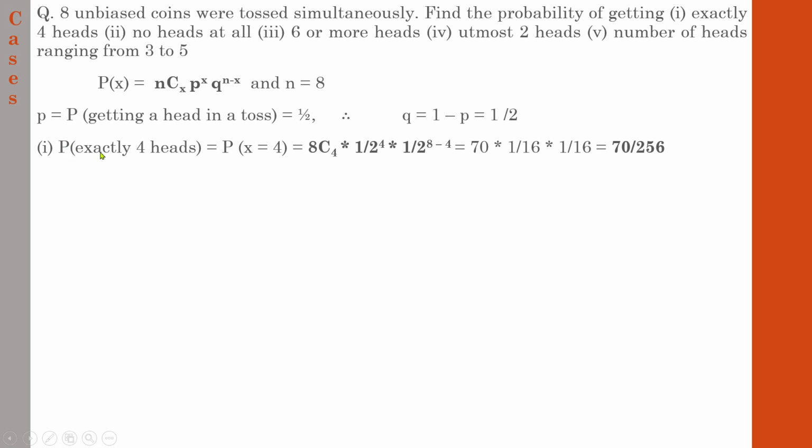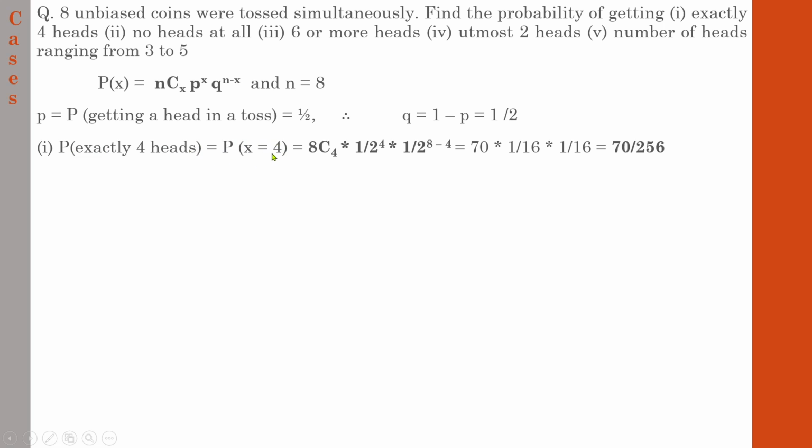Probability of exactly 4 heads. That was the first question. Exactly 4 heads, so X is 4. So we can write it as P of X equal to 4. The meaning is the same as written in words, that is, exactly 4 heads.